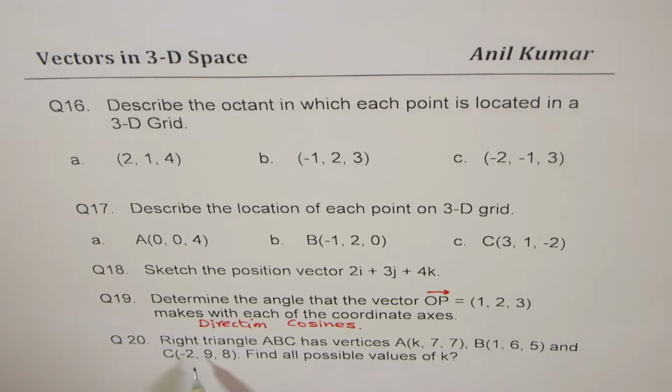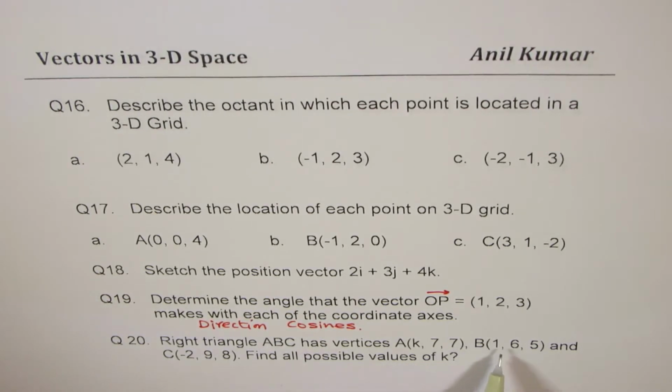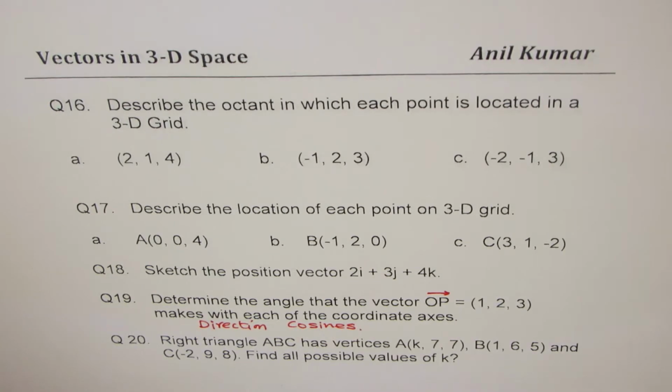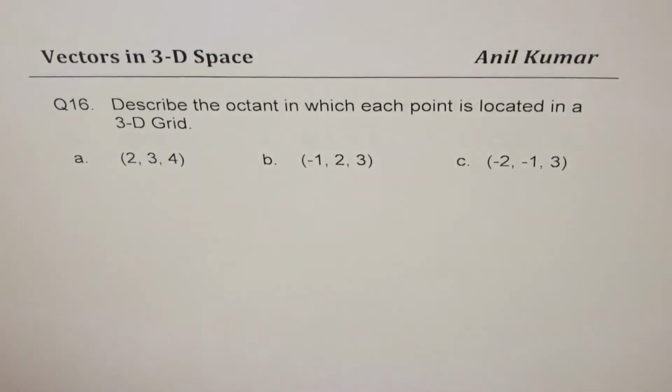Question number 20 is, right triangle ABC has vertices A (k, 7, 7), B (1, 6, 5) and C (-2, 9, 8). Find all possible values of k. Now that will give you a review of what all you have learned so far. So the idea is not only to get into a new concept, but also to review what we have learned so far. I hope you enjoy this journey of learning about 3D space and also reviewing what we did earlier, correct? So let's discuss these communication questions one by one.